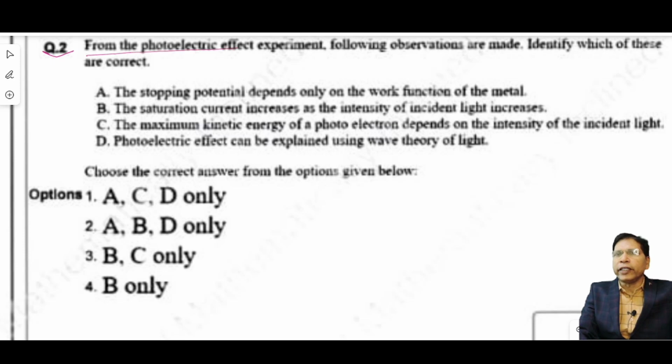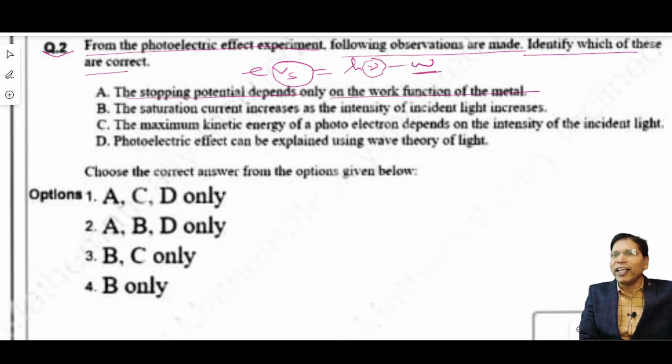Now question number 2. From the photoelectric effect experiment, the following observations are made. Identify which of these are correct. Option A: the stopping potential depends only on the work function. No. Now, if Vs is the stopping potential, then eVs equals h nu minus W. So, the stopping potential not only depends on the work function, it depends on the nature of radiation, that is the frequency of radiation.